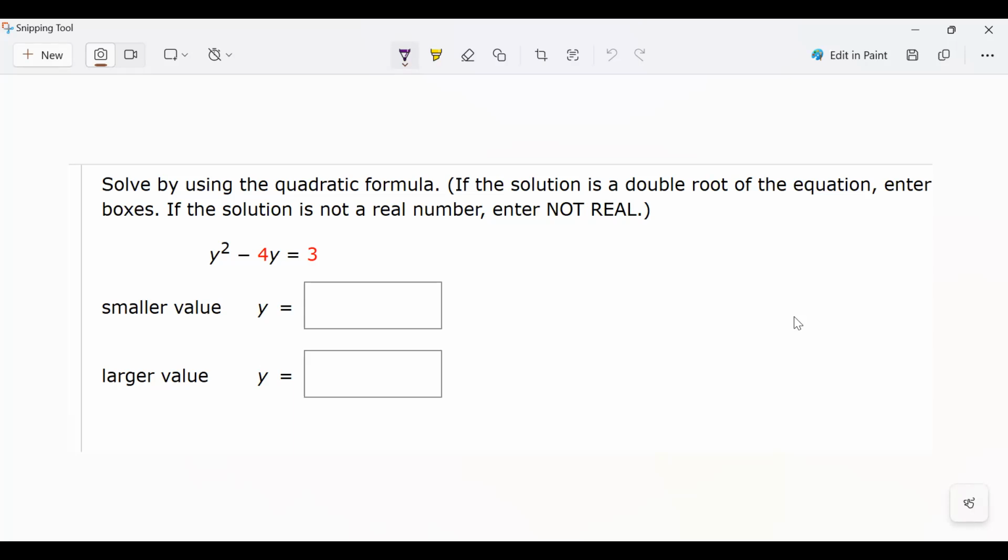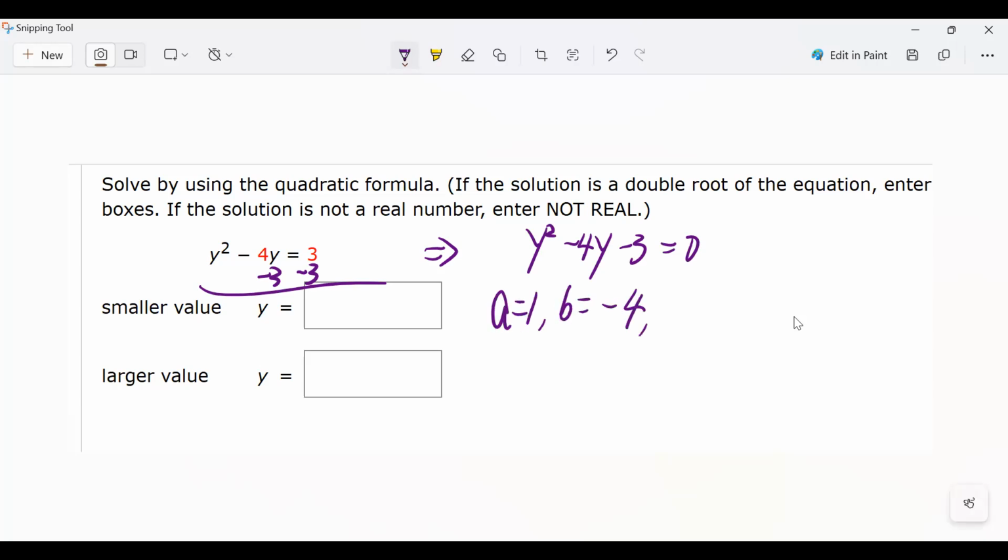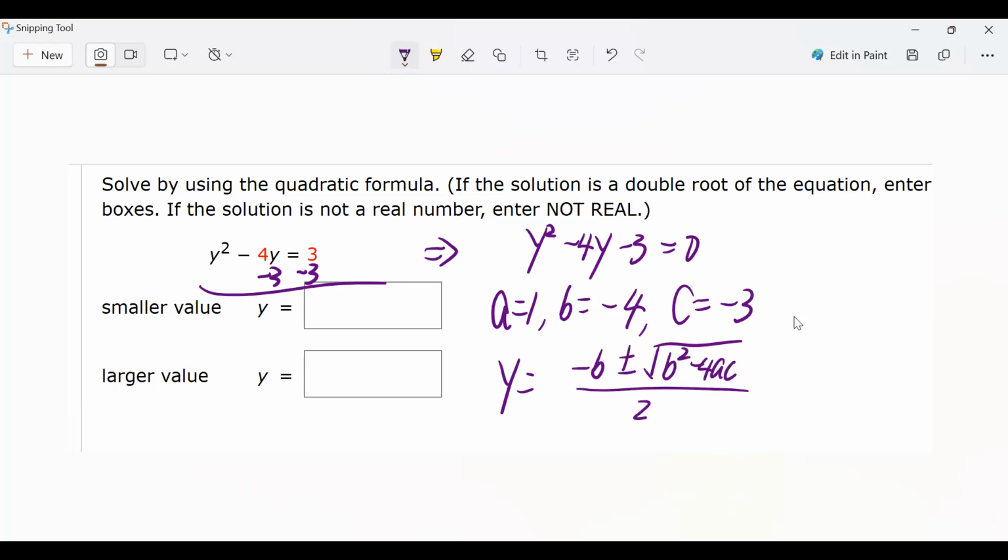All right, let's go over the solution. First of all, get all the terms to the left-hand side. The 3 cancels, so we end up with y squared minus 4y minus 3 equals 0. Then a is 1, b is minus 4, c is negative 3. Now the quadratic formula: y equals minus b plus or minus the square root of b squared minus 4ac, over 2a. I'm going to plug in all the numbers.